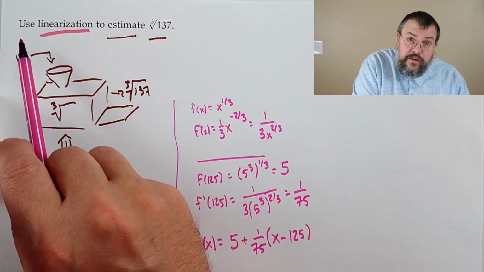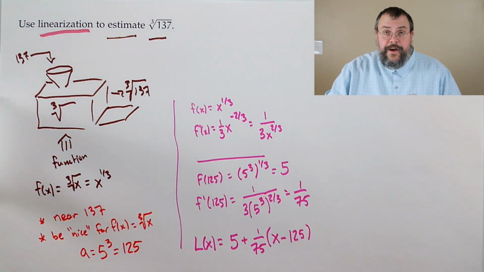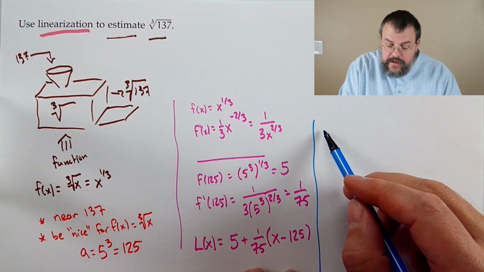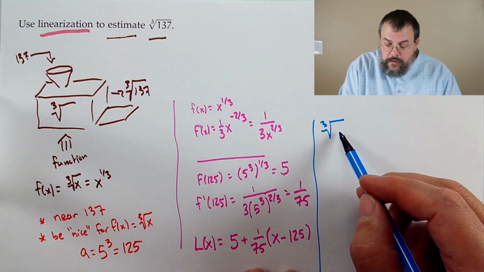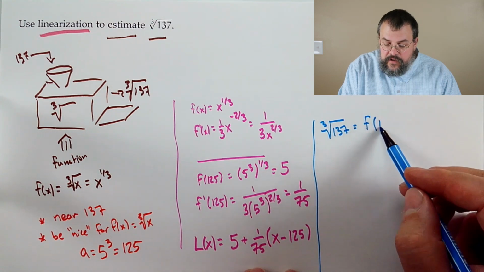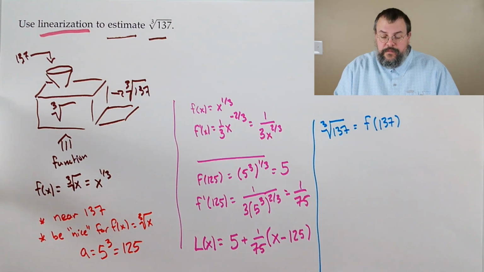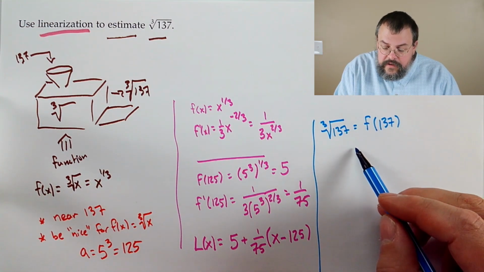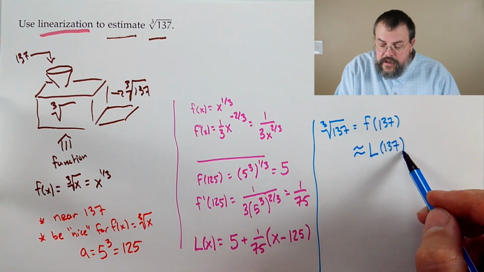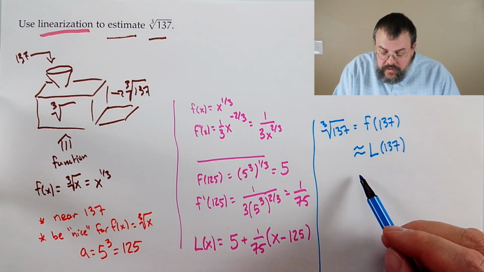Now we've got to do the use part. So to finish up, we use our linearization in the following way. So we can say that, hey, if I want the cubed root of 137, that's like plugging 137 into our function f, the function that does the cubed root. Well, that is approximately what happens when we plug 137 into our linearization, or in other words, into our tangent line.